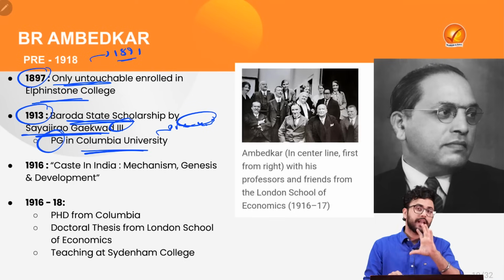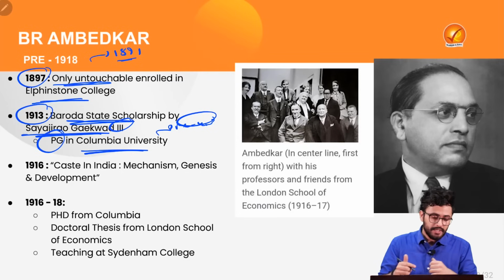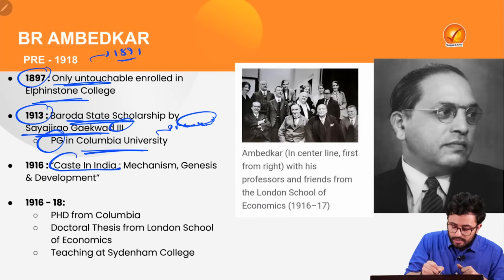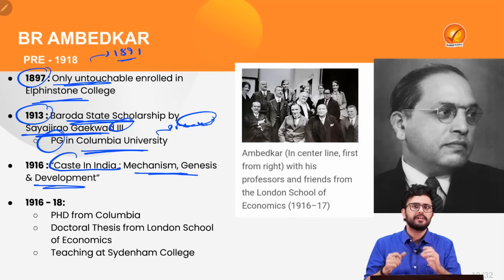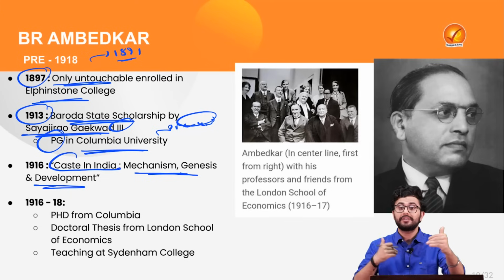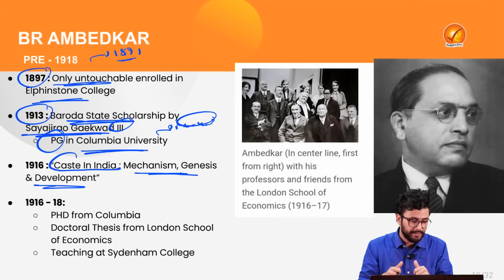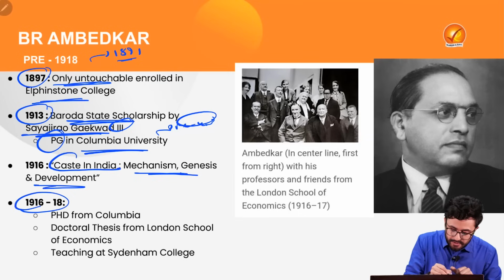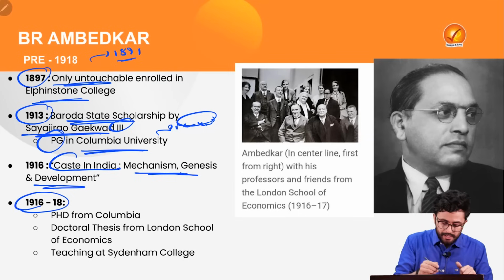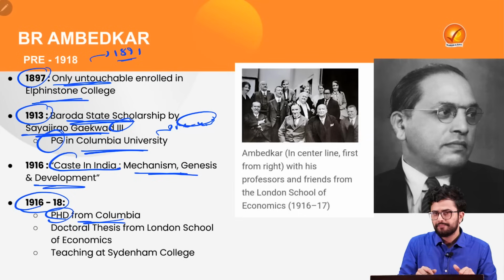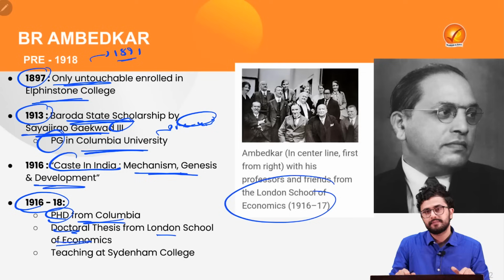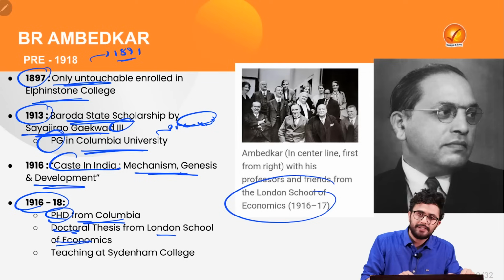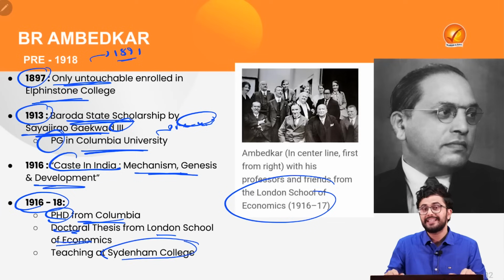It was there in 1916 when he published a paper on caste in India, its mechanism, genesis and development, showing the early understanding of B.R. Ambedkar on the caste dynamics of our country. Then, from 1916 to 1918, he completed a PhD from Columbia and a doctoral thesis from the London School of Economics, and after that he started teaching at Sydenham College in Bombay.